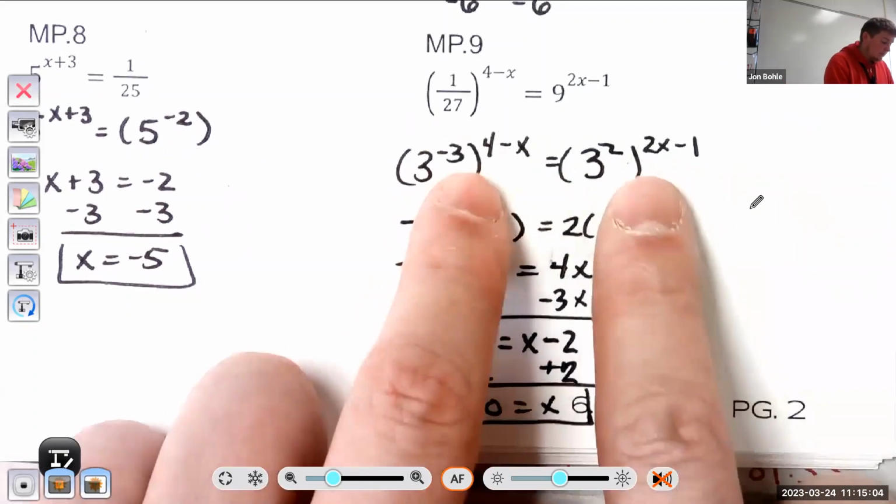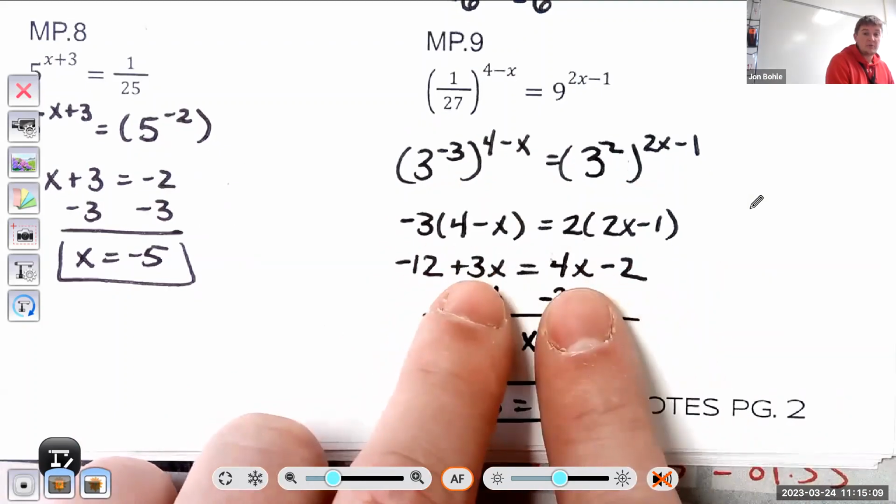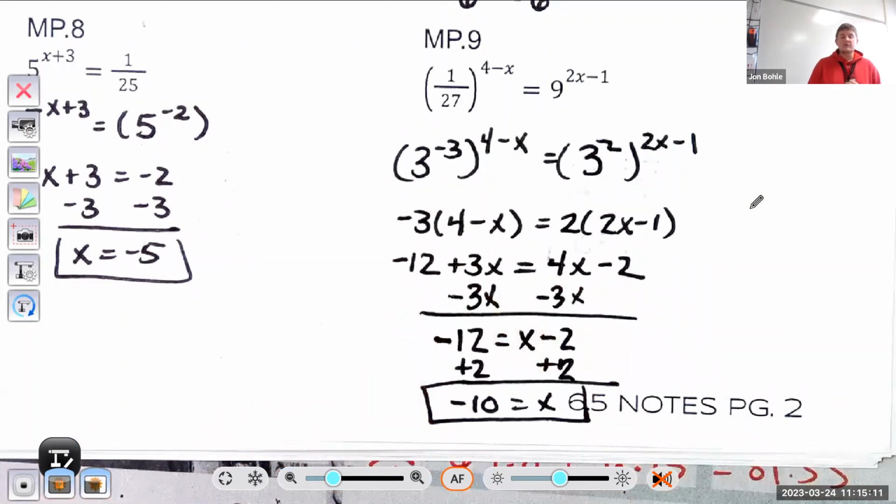Power to power, I multiply. So in this situation, I have to distribute. And then you solve. Your solving may look different than mine, but this is what I have.